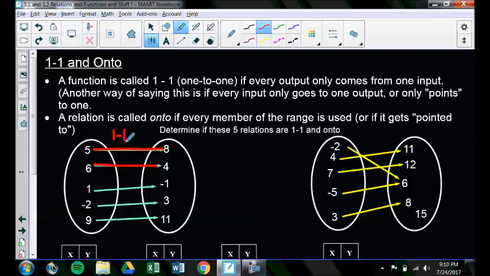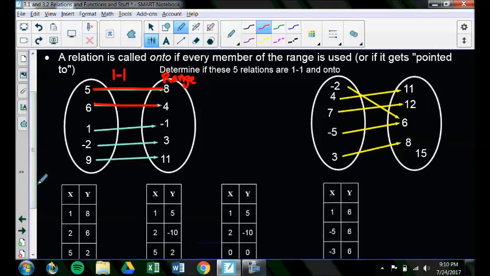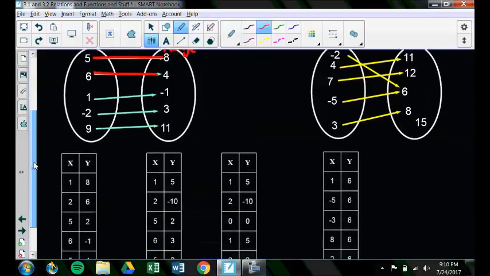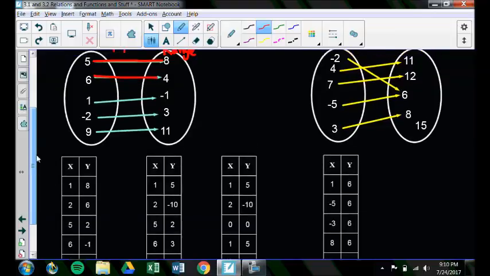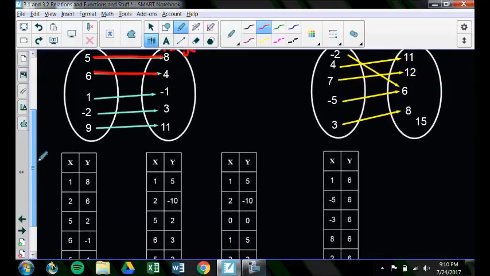Onto, the term onto means everything in the range, remember the range is the y values over here, everything in the range gets pointed to, meaning there's no number that's not being pointed to. So look at these and try to determine if they're 1-to-1 and onto. Again, here is where you pause and look it over. It's tough for me to get all on the screen at once, so I'm going to have to do something kind of like that.